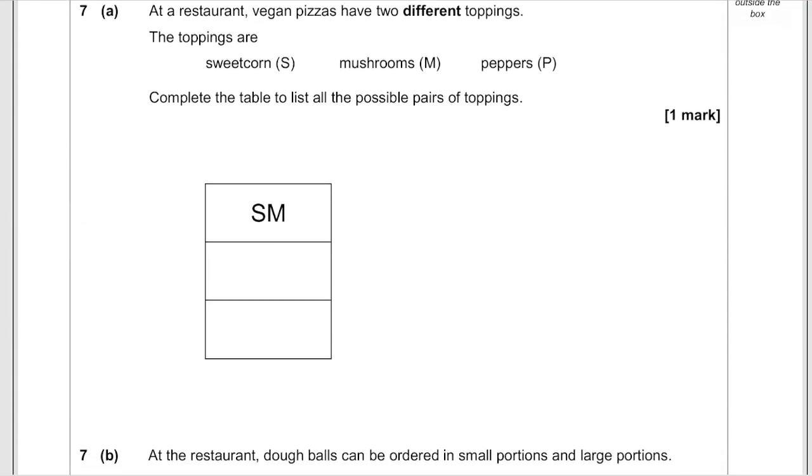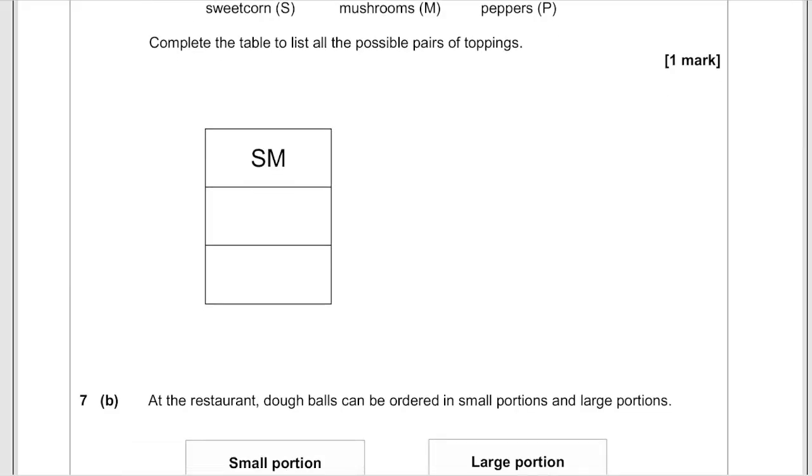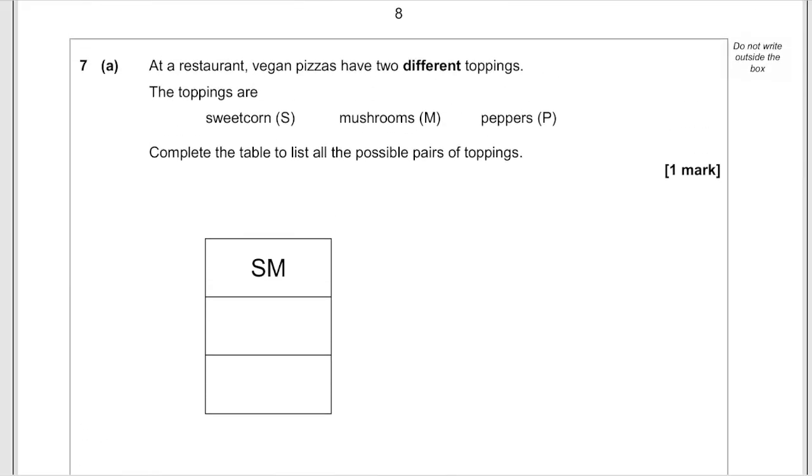Question 7. Quite a logical question when we're reading it through. At a restaurant, vegan pizzas have 2 different toppings. The toppings are sweet corn, mushroom and peppers. Complete the table to list all the possible pairs of toppings.